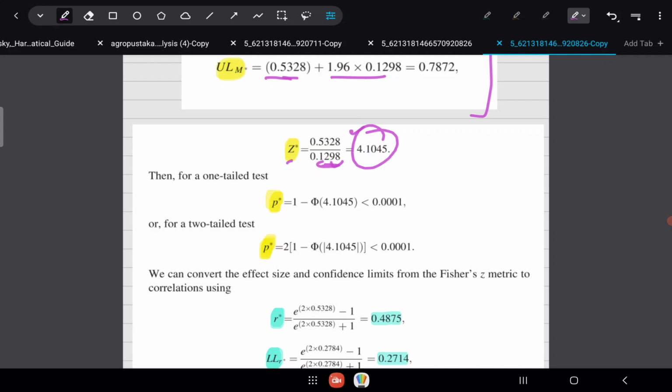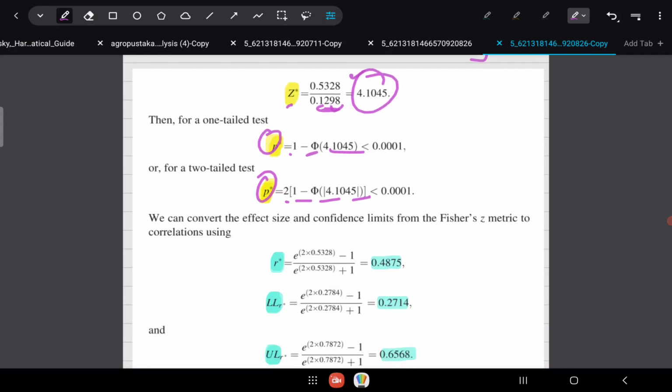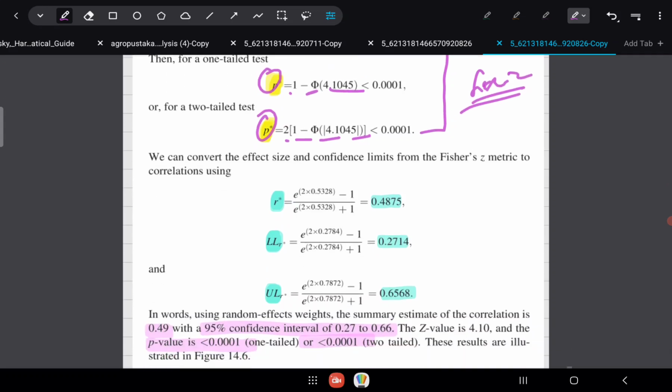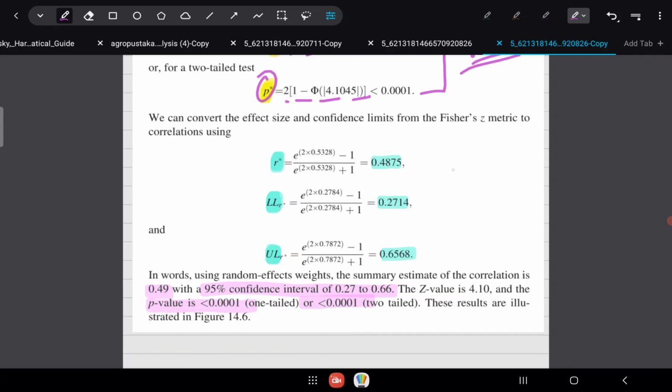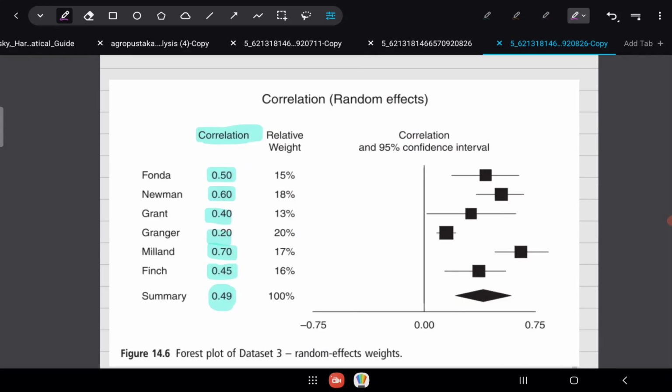Now that you have Fisher Z, you can calculate p-values: 1 minus normal distribution function of Z, and 2 into 1 minus normal distribution function of 4.1045. So these are the p-values. Until this point everything is in the Fisher Z form. Now because everything is completed, before reporting the results, you will have to convert the summary data back into the correlation metric. So this is the formula that we use for converting it back.